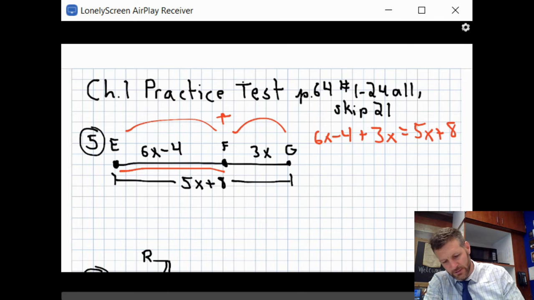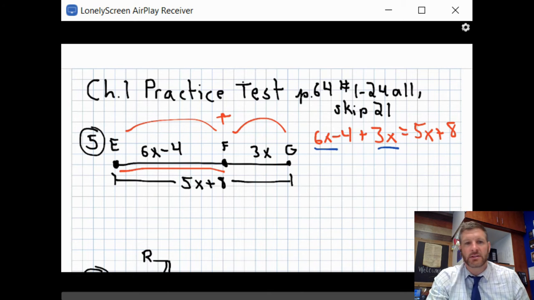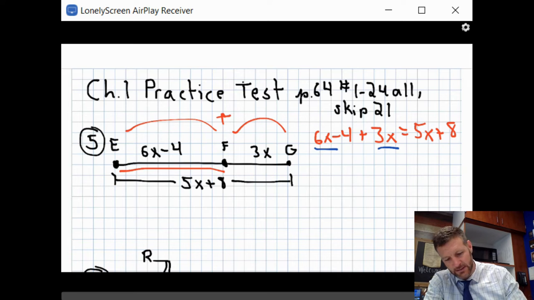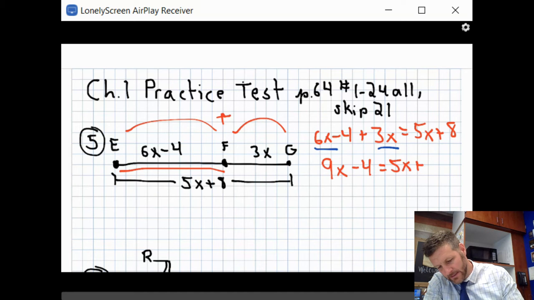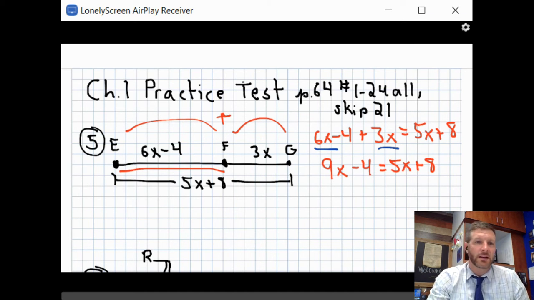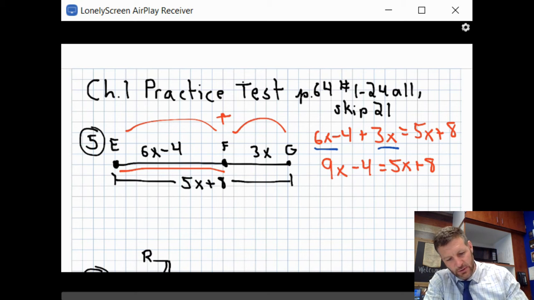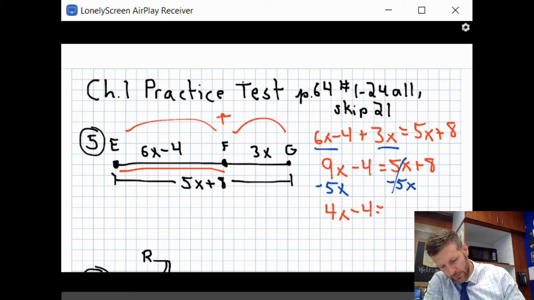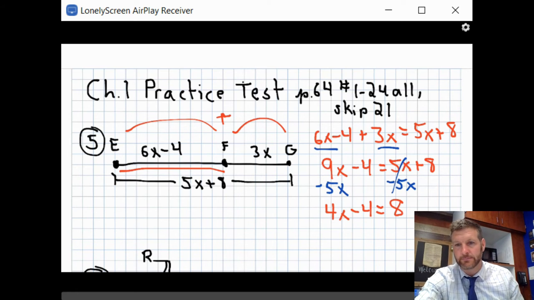We look for our like terms. Since we have multiple x's on the left side, I have a 6x and a 3x, so my total x's are 9x. And then I'm left with the minus 4, and that equals the 5x plus 8. And now we want to get all the x's on one side, all the constants on the other side. So I'm going to go ahead and subtract my 5x from this side. And I have to do that on both sides. Good algebra skills. Cancels out the 5x, which was our goal. And so that leaves us with 4x minus 4 equals 8 on the right side.